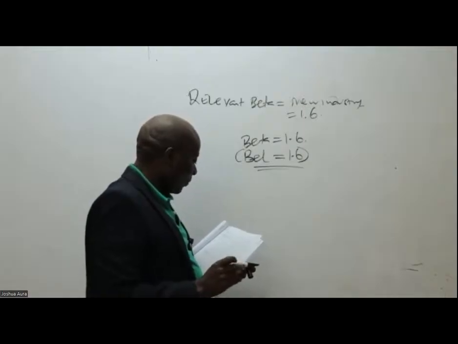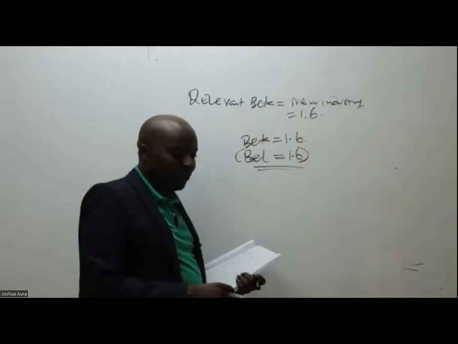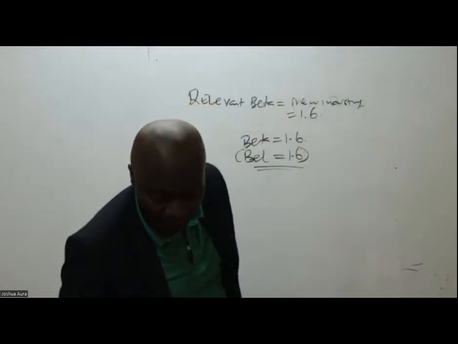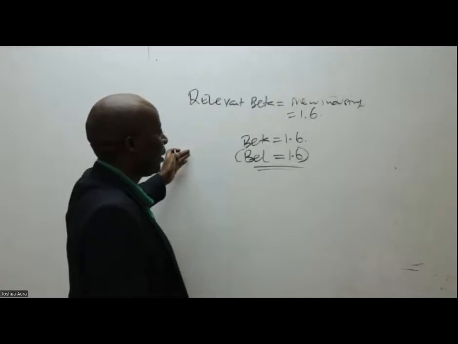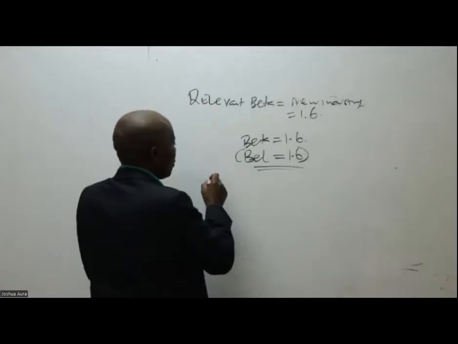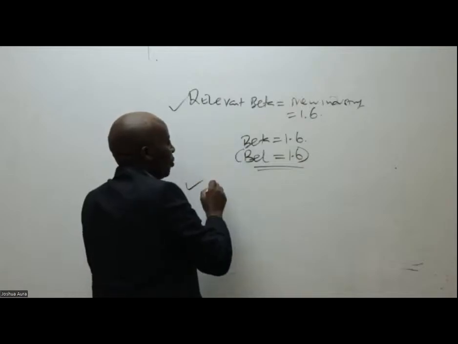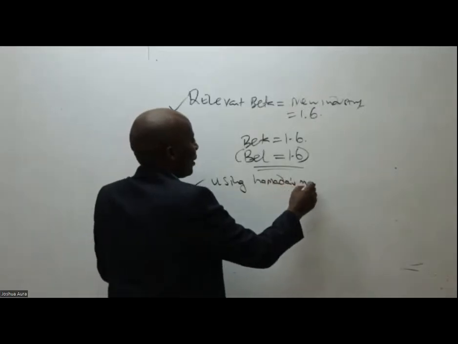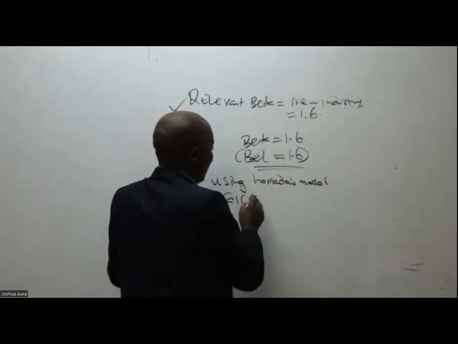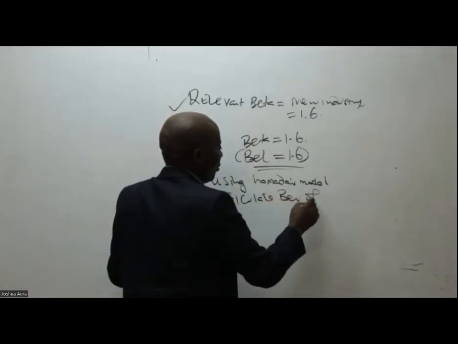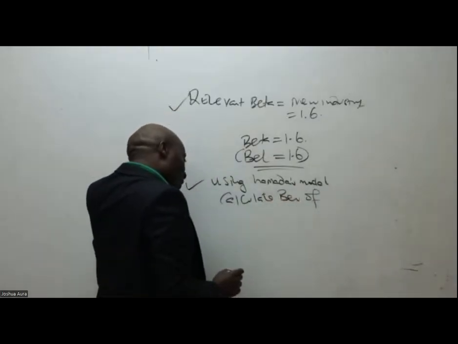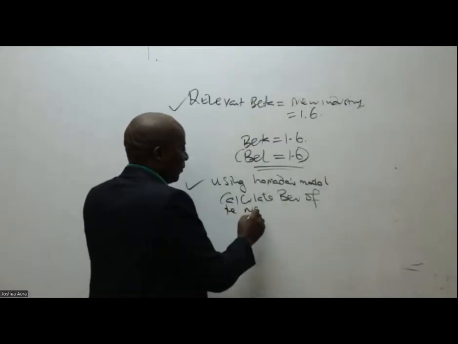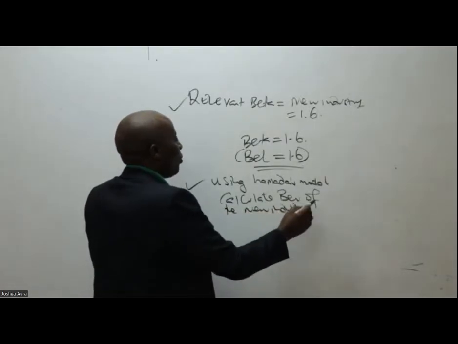Return on the market is 25%, risk-free is 10%. Assume corporation tax of 30%. So the very first thing that we need to do, ladies and gentlemen, is to get a BEU out of this relevant beta. So using Hamada's model, calculate BEU of the new industry.